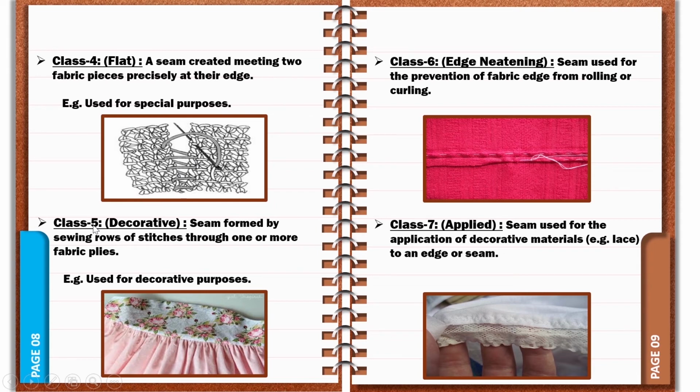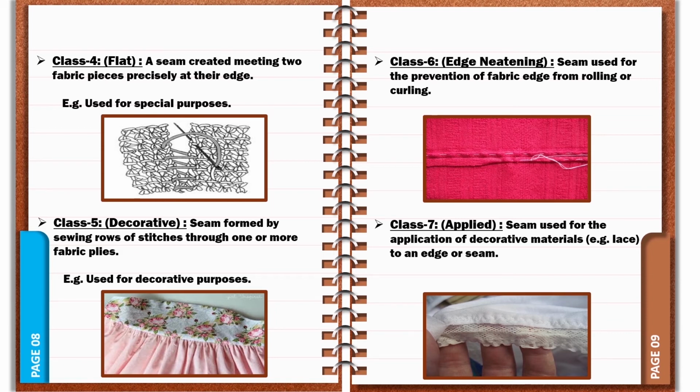Then class 5, decorative seam. This is a very common seam seen in baby dresses or female dresses, generally used for decorative purposes. When a seam is formed by sewing rows of stitches through one or more fabric plies, this type of seam is called decorative seam. Our class 6 seam is edge knitting seam.